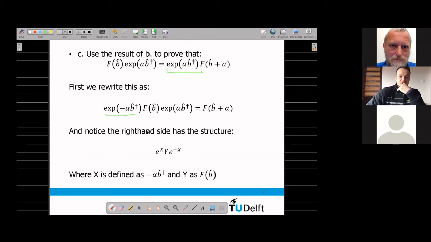Now, again, I made a mistake. It's not the right-hand side, it's the left-hand side. The left-hand side of the equation has the following structure. We have an exponential of an operator x times y times the exponential of minus x. So this is a useful lemma that you will never be asked to remember by heart. Here you see that x is defined as minus alpha B dagger, and y in this case is f of B.